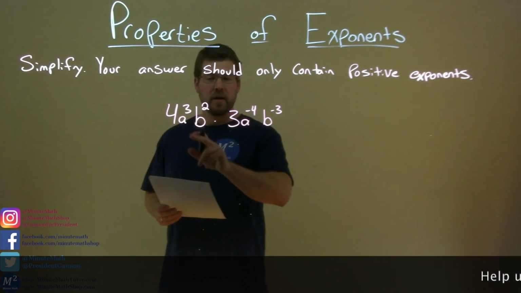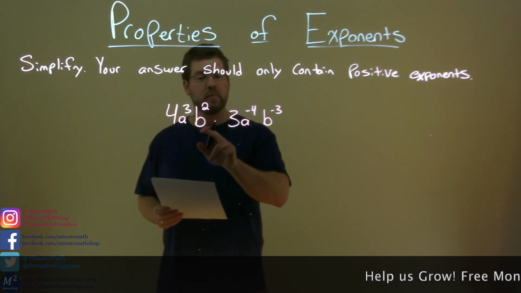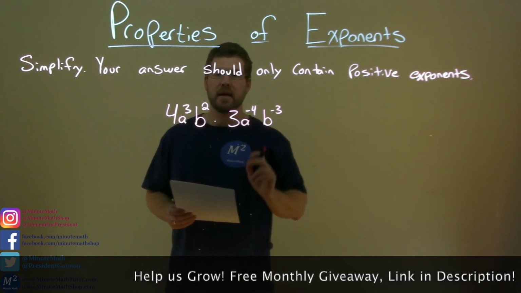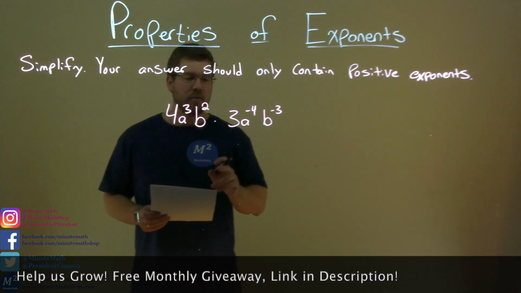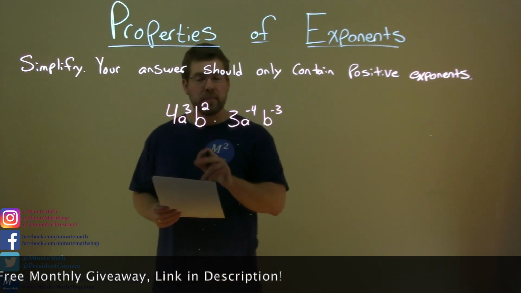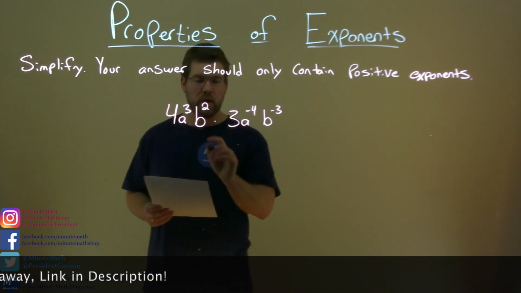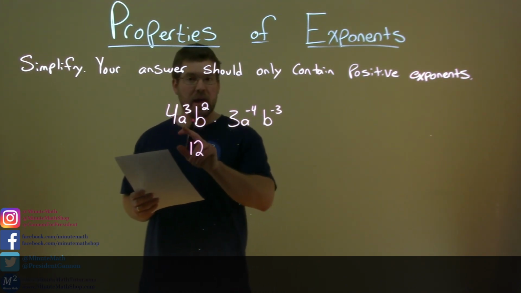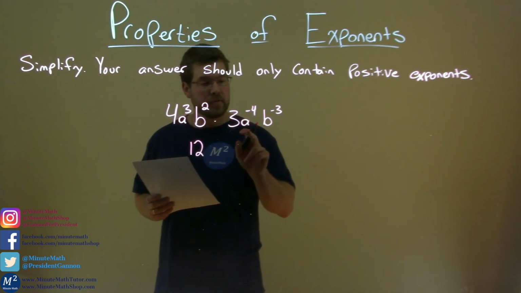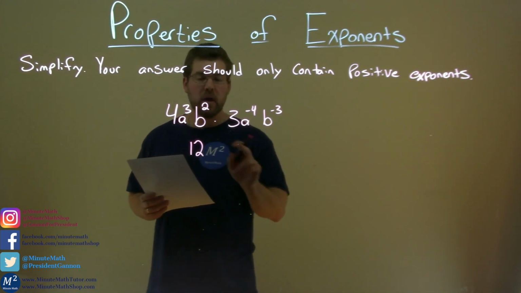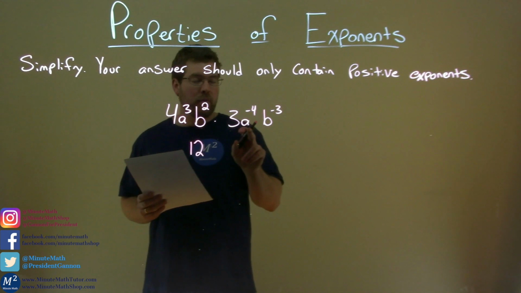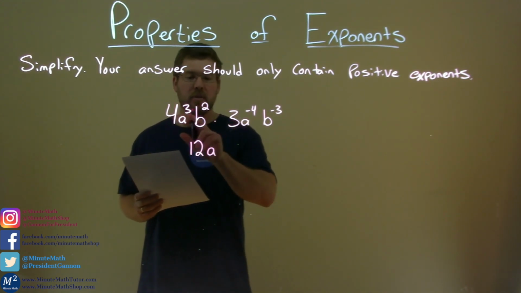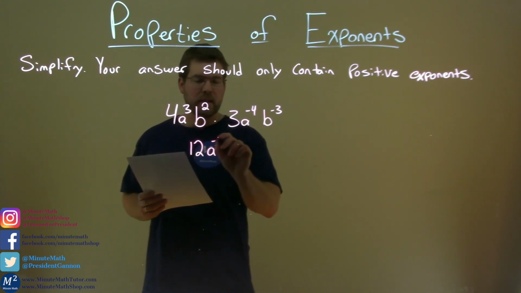We need to simplify 4a to the third power times b to the second power times 3a to the negative 4, b to the negative third power. First thing I want to do is look at my coefficients and multiply them. 4 times 3 is 12. Let's bring that down. Now we have our variables. We have a to the third times its like term, a to the negative fourth power. We multiply with the same base. Our rules state that we have to add the exponents. So we have a to the 3 plus a negative 4, which is a negative 1.